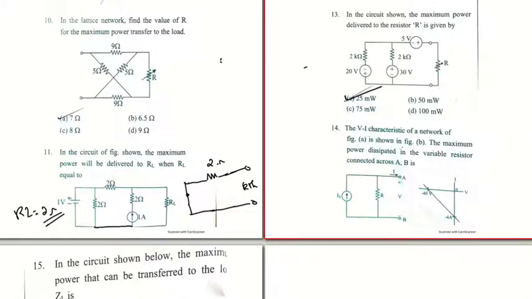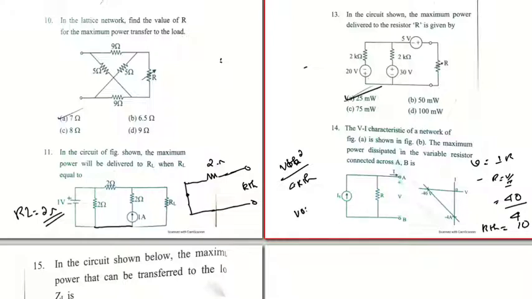The VI characteristics of a network of a figure is shown. The maximum power dissipated in the variable resistor connected across A and B is, we have to find out the maximum power. So here also we have to find out VTH square divided by 4 RTH. To find out RTH, V is equal to IR, so R is equal to V divided by I, or VOC divided by ISC. So VOC is the maximum voltage, which is 40, divided by ISC is the maximum current, which is 4. So I get RTH is equal to 10 ohm.